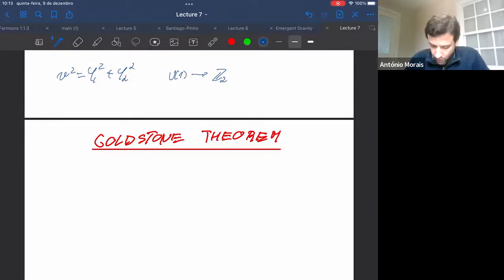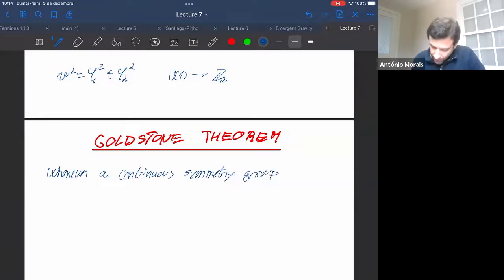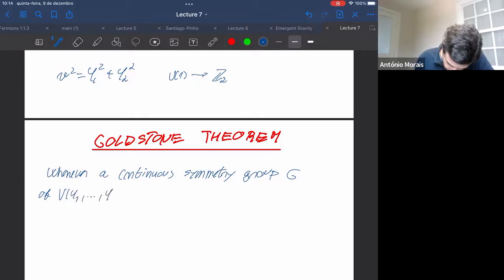Right. So what is Goldstone's theorem stating? It says that whenever a continuous symmetry group, let's call it G, of the scalar potential, so of V, in general V of phi 1 up to phi n, it can have n fields, is broken.